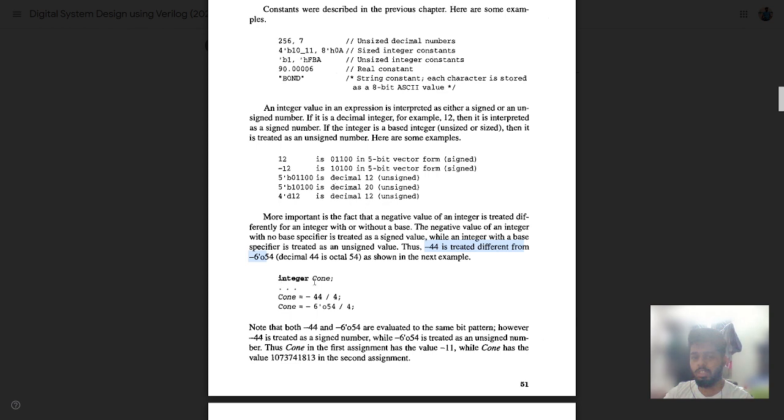Let us see the example. Integer cone. In the first one it is minus 44 divided by 4. In the second one minus 6 or 54 divided by 4. Thus, cone in the first assignment has a negative value, while cone in the second has a different value.